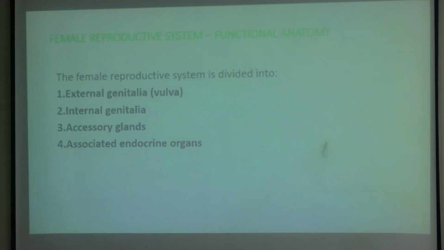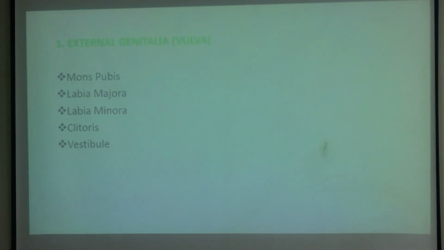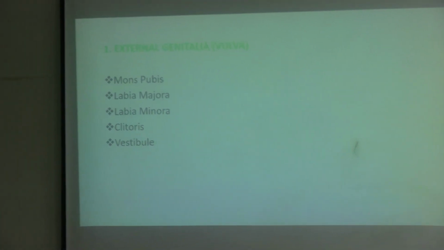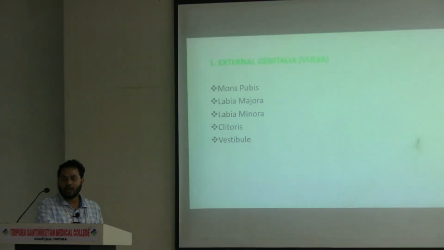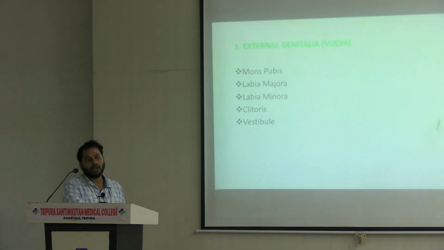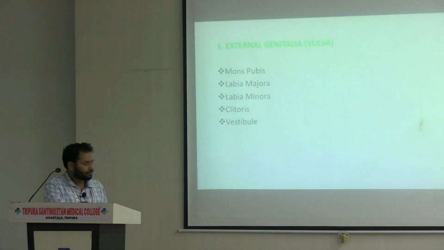So now let me first discuss the first part, that is the external genitalia, which is also known as the vulva. Here, the external genitalia is mainly composed of 5 different parts, and these are Mons Pubis, Labia Majora, Labia Minora, Clitoris, and Vestibule. Now we'll see their structural locations and their functional characteristics only.